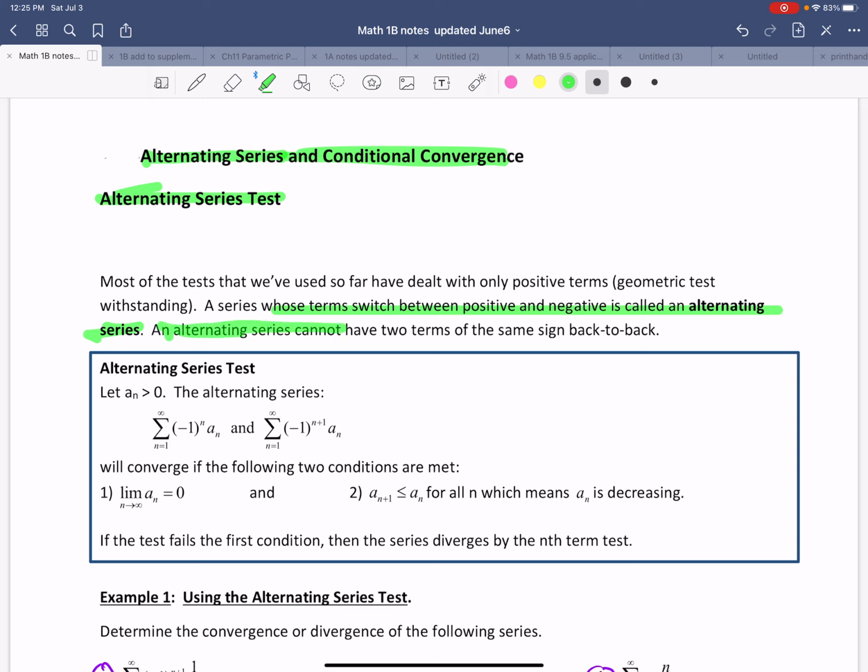An alternating series cannot have two terms of the same sign back to back. So it can be positive, negative, positive, negative, or it can start with negative, positive, negative, positive. So signs will be switching.